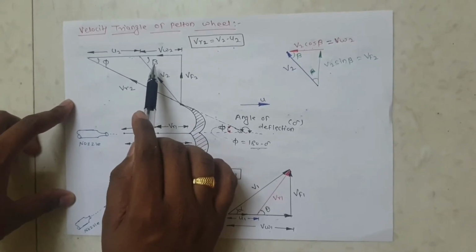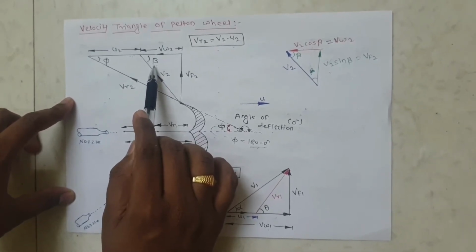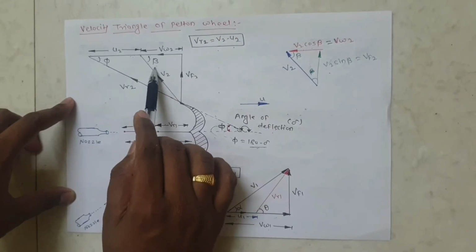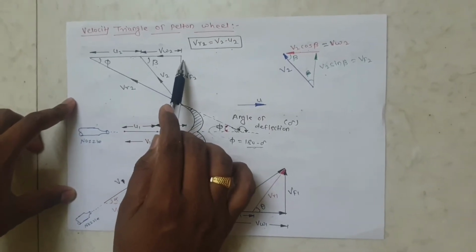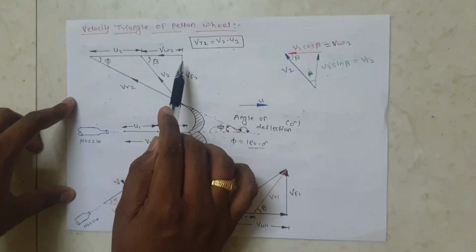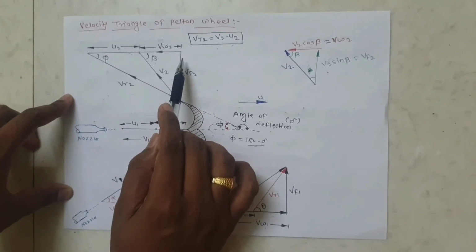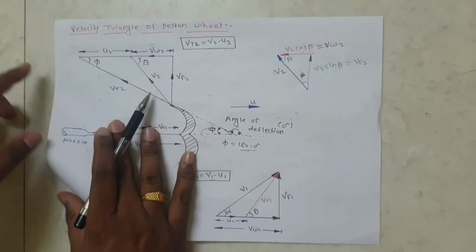There are three cases for beta. First, when beta is less than 90 degrees. Second, when beta is equal to 90 degrees. Third, when beta is greater than 90 degrees. Just see those cases.